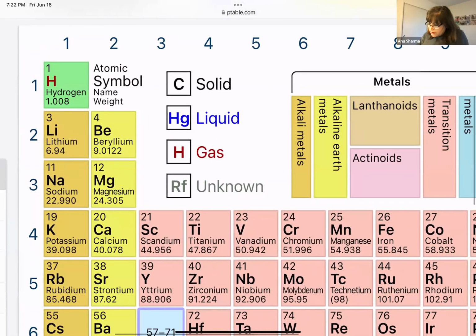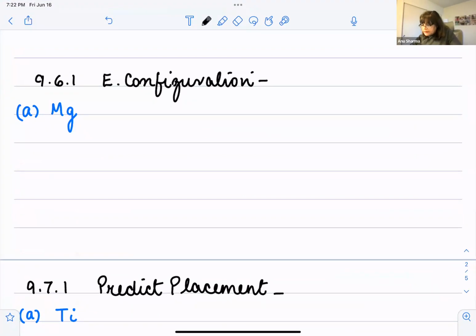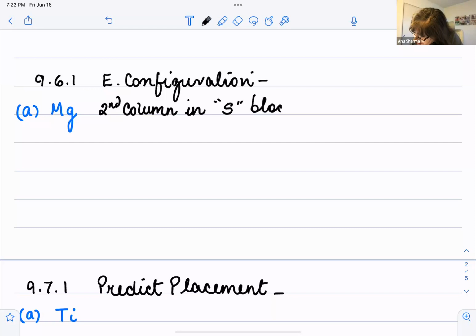Magnesium is present in the S block, right? Second column on the S block. So second column on the S block, that's the group number, and it is present in the third row. So let's do third period. So let's write this down. Magnesium is present in the second column in S block. So the question that students ask is, where do you stop?